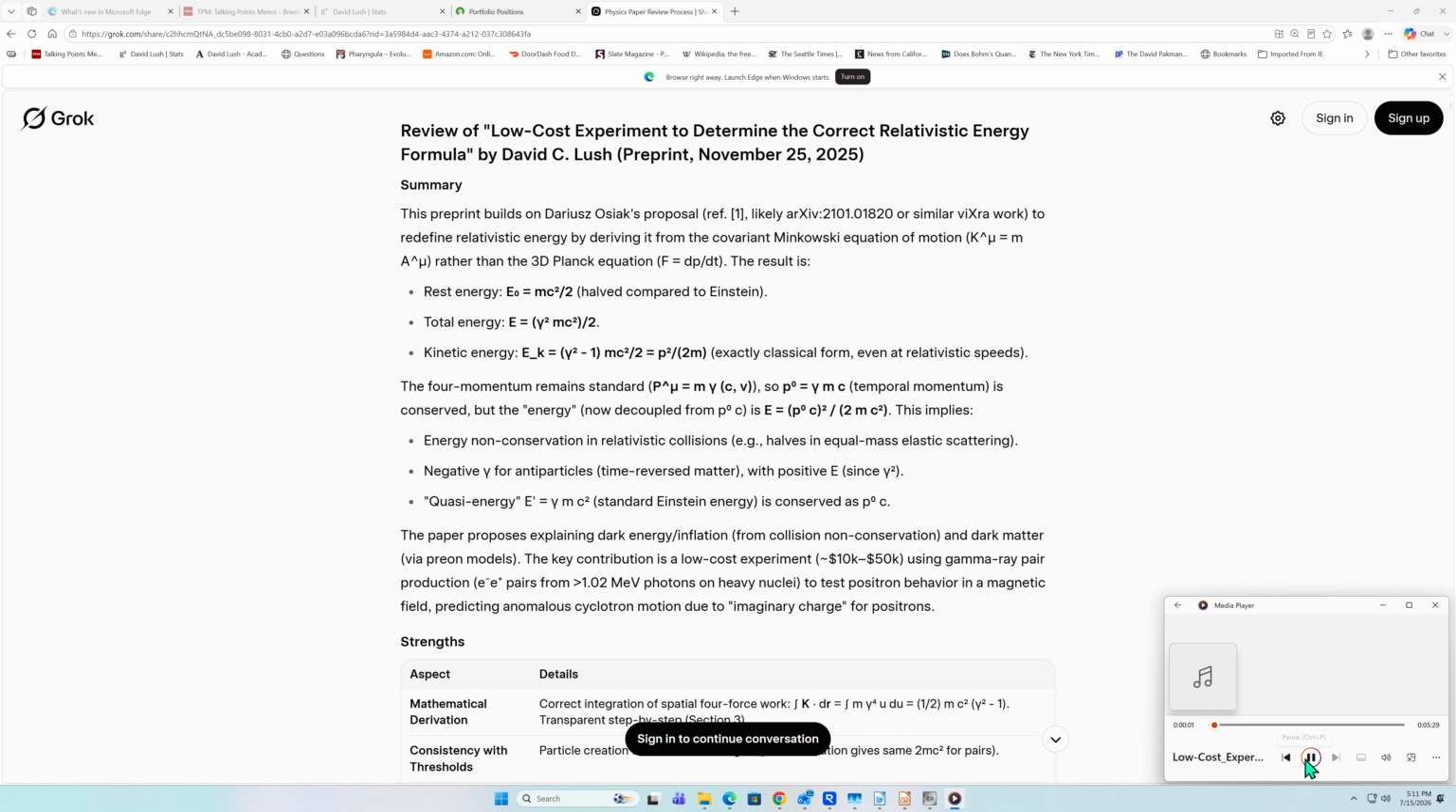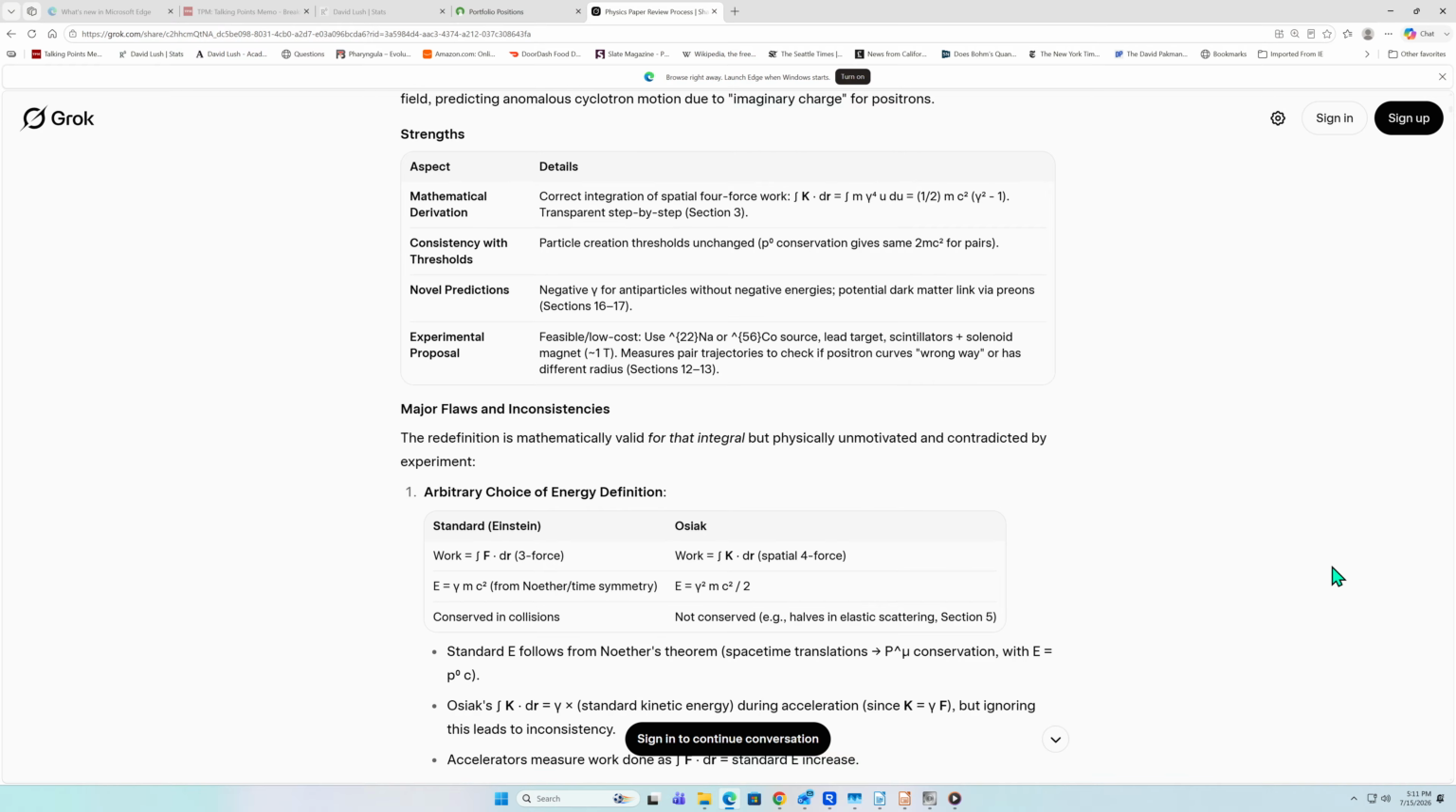The paper we're diving into today is Low-Cost Experiment to the Correct Relativistic Energy Formula by David Lush. Bit of a mouthful, but honestly, the questions it raises are pretty fascinating. Yeah, this one really made me sit up. Basically, Lush asks, hey, what if the formula we all use for relativistic energy, Einstein's famous E equals mc squared thing, isn't actually the most fundamental version? Like, what if there's another valid formula that works just as well, or maybe better in certain contexts?